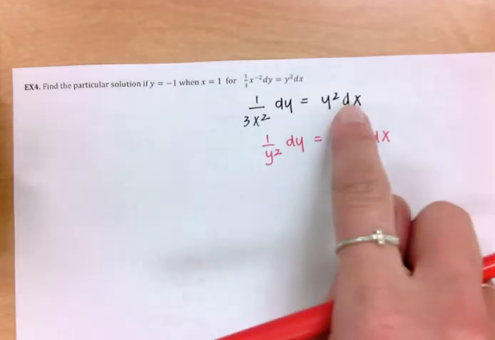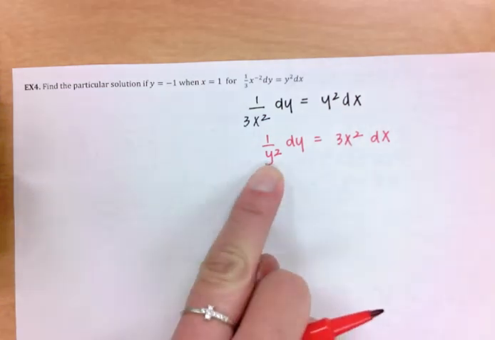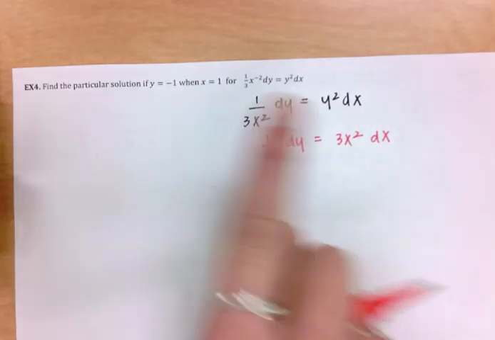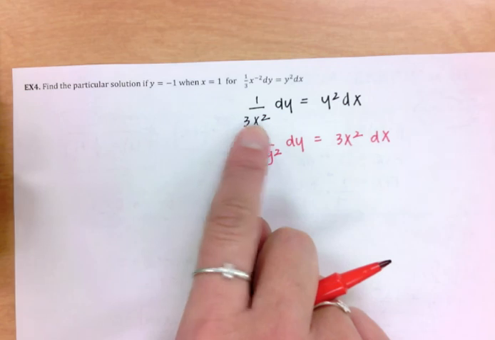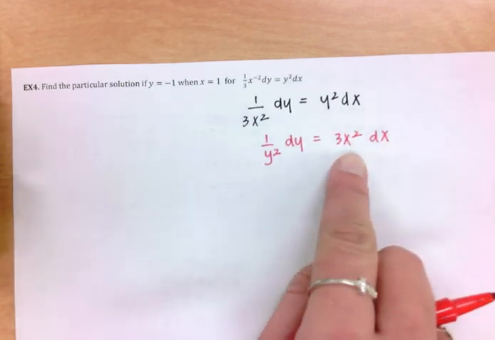So getting rid of a y squared, you would divide by y squared on both sides, which means it's in the denominator. And then getting rid of the 3x squared in the denominator means you're multiplying on both sides, so it's now on the numerator.